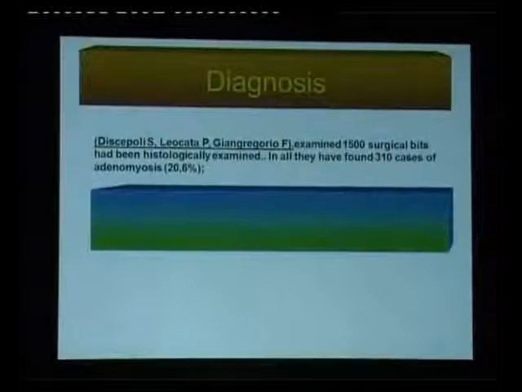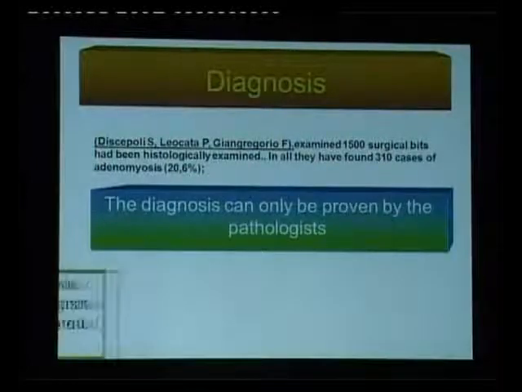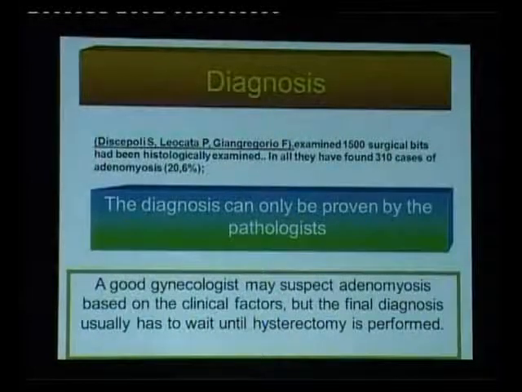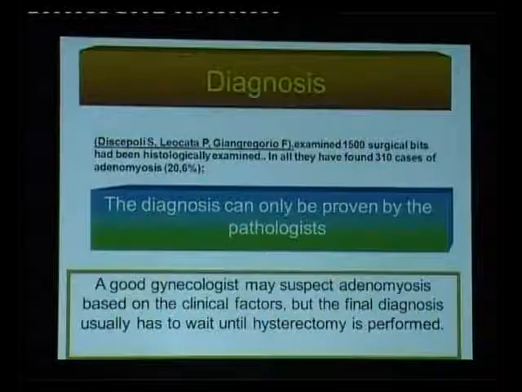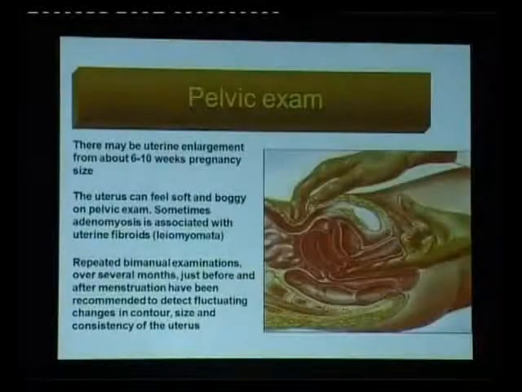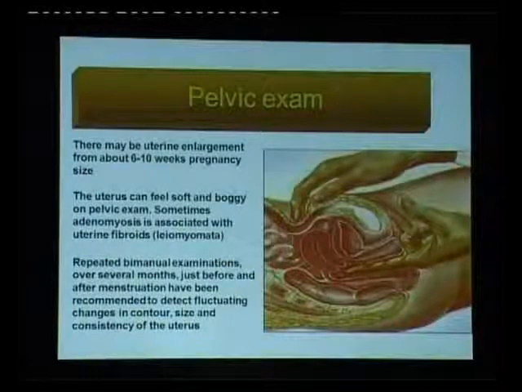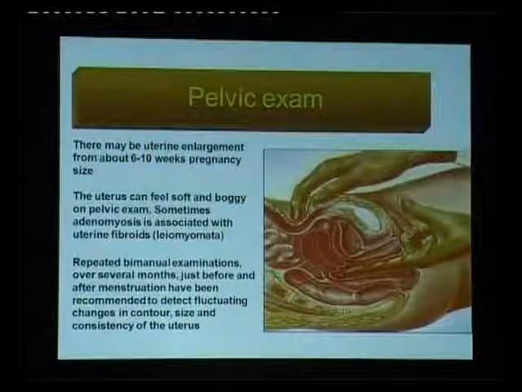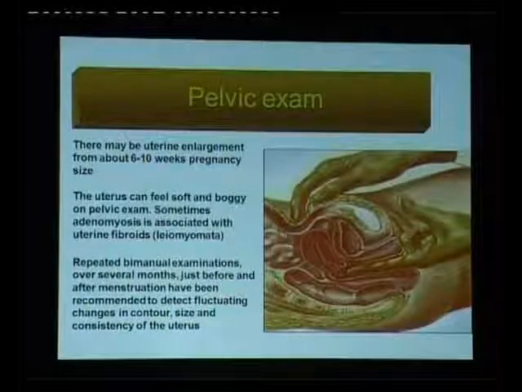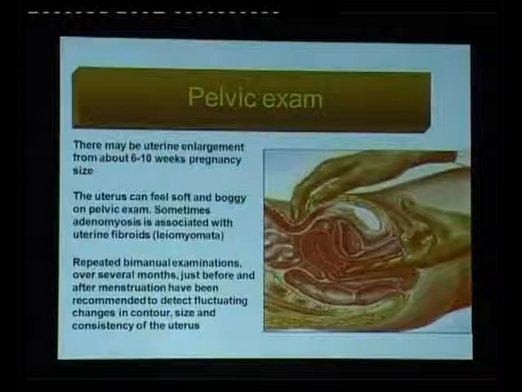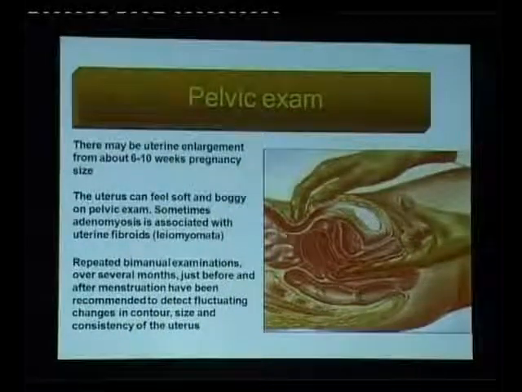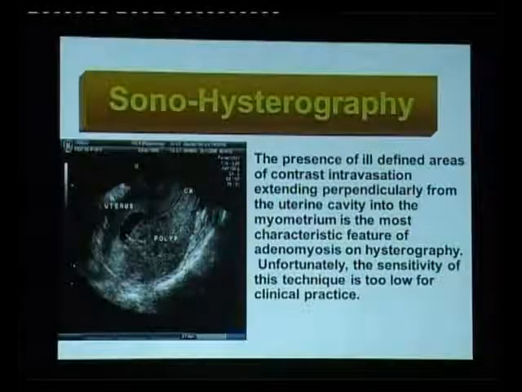Now, the diagnosis can sometimes be very difficult, especially because only a pathologist can make this diagnosis, and most of the time one has to wait for a hysterectomy sample to really assess. But you could suspect it by a PV examination where the uterus is very large and feels soft and boggy on pelvic examination, and this can raise a little bit of suspicion.